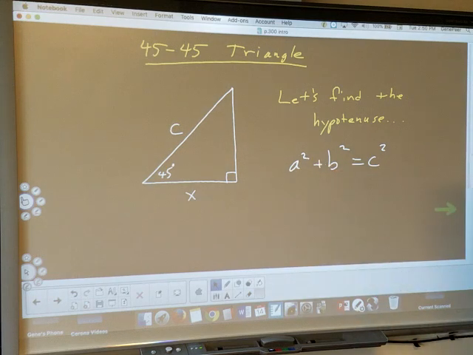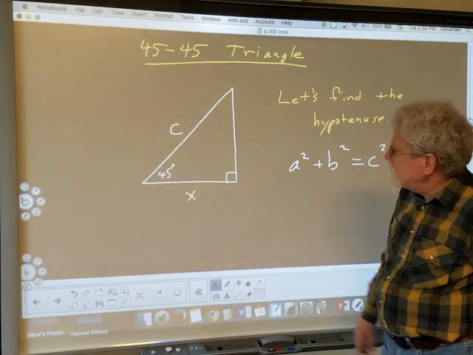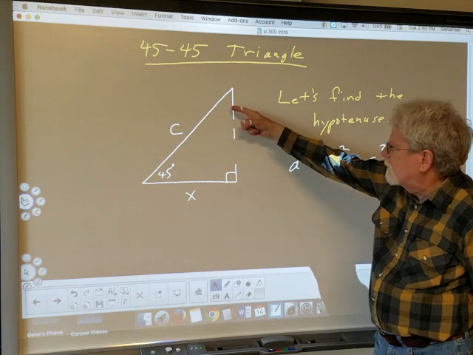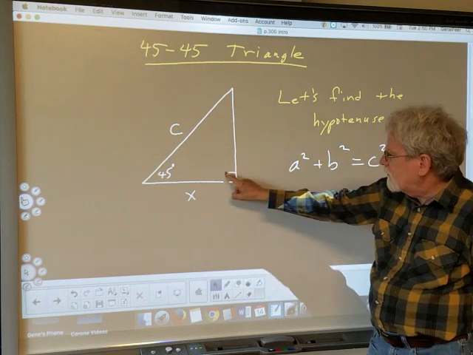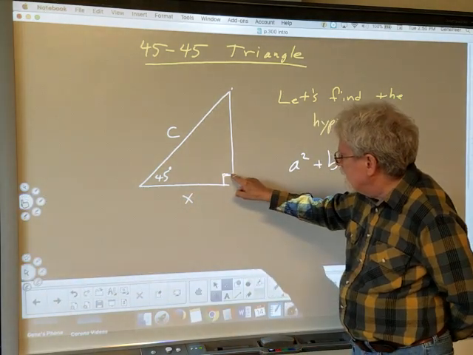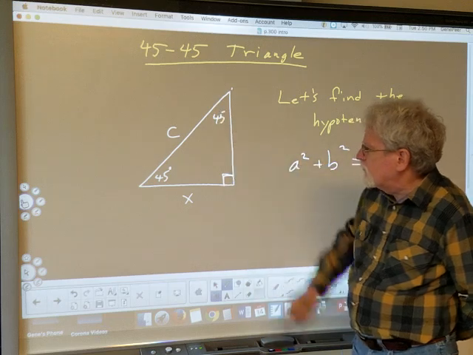Let's start with this. We've got ourselves a right triangle. It happens to be a 45-45 right triangle. But Mr. Peter, you didn't tell us that was 45. Oh, this angle here? Well, of course it's 45, because if that's 90 and that's 45, there's nothing else for this to be. It's got to be 45.